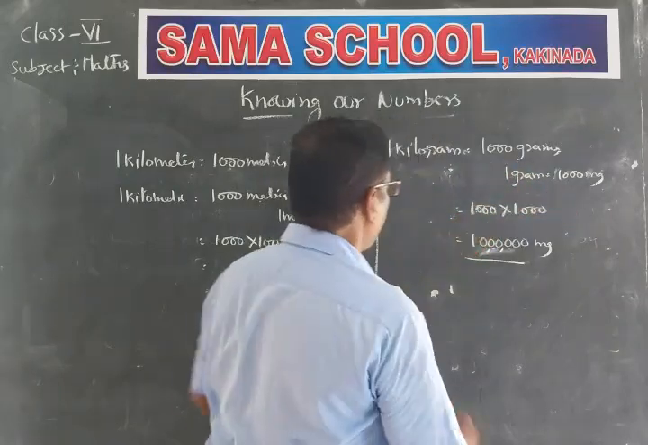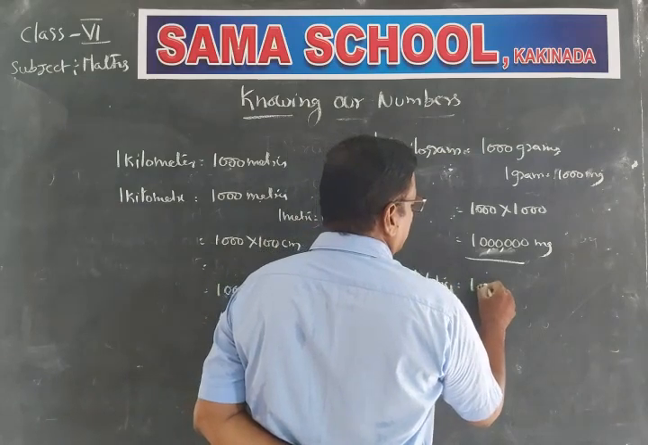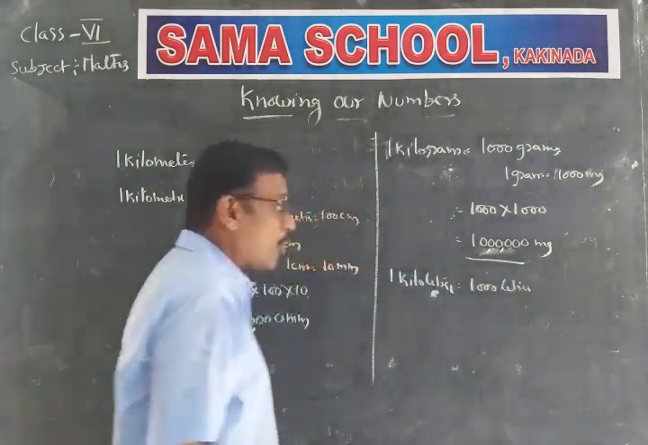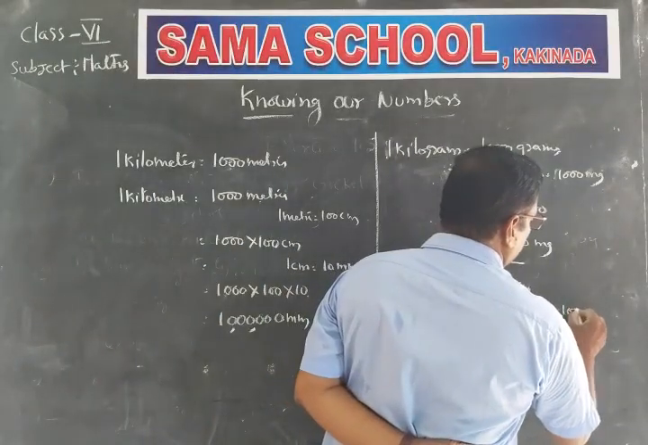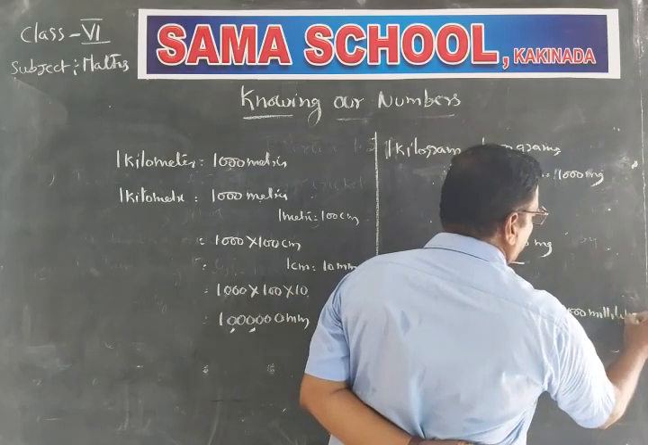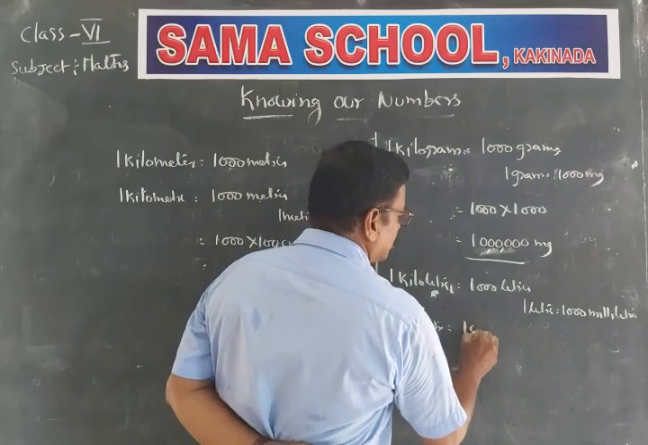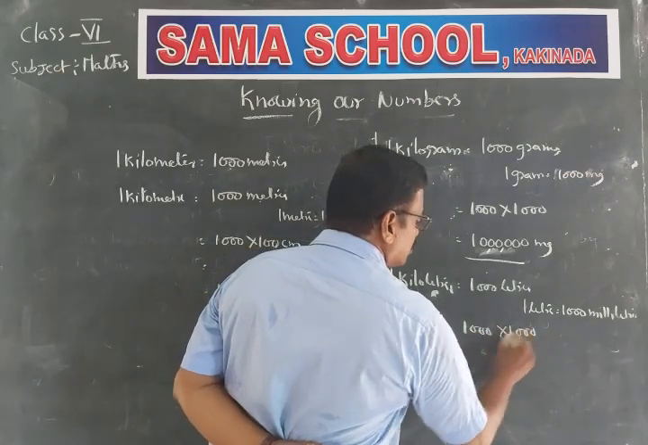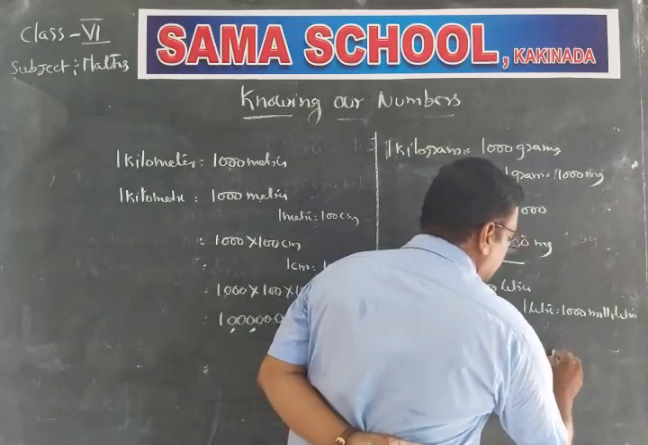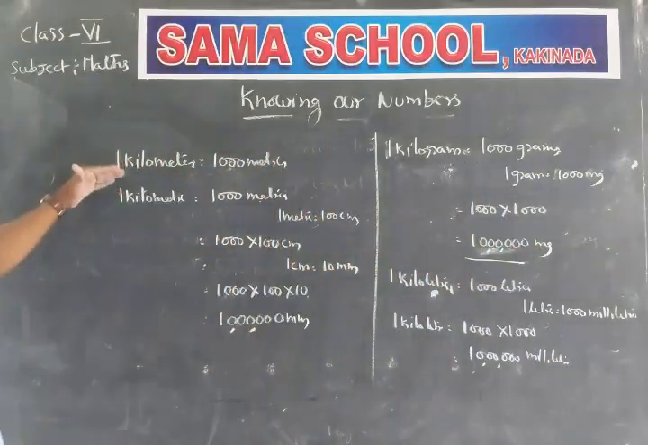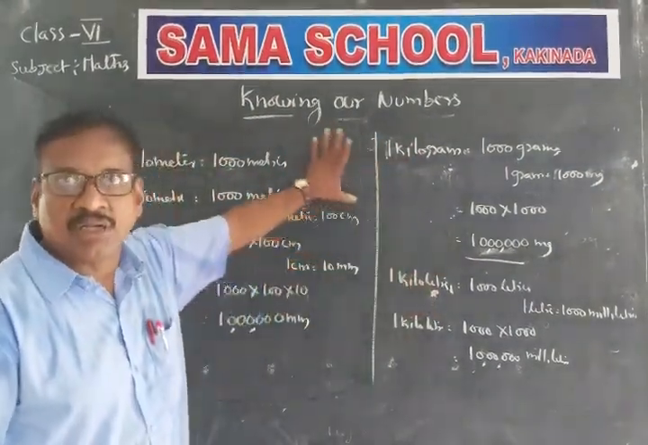Now 1 kiloliter. How many liters? 1,000 liters. How many milliliters? 1 liter is equal to 1,000 milliliters. So 1 kiloliter is equal to 1,000 into 1,000, which is 10 lakh milliliters. Today we completed how to measure length, weight and volume. These are the completed results.